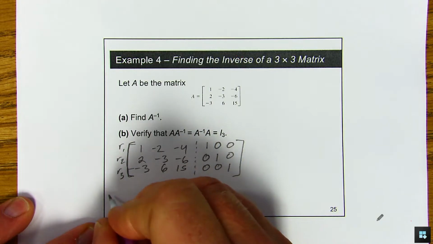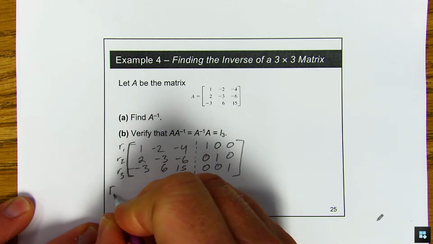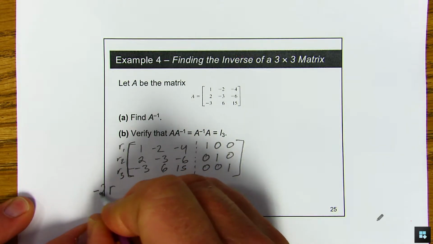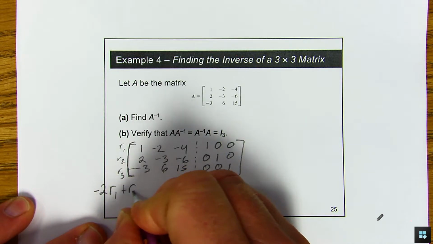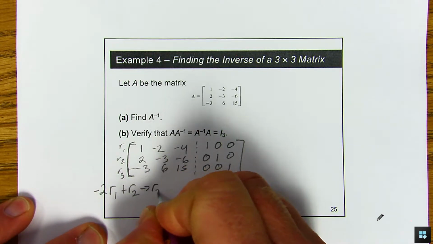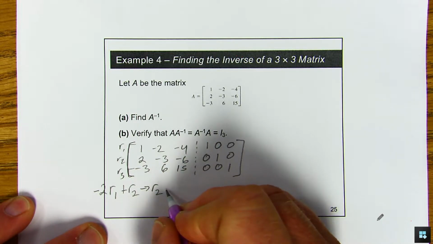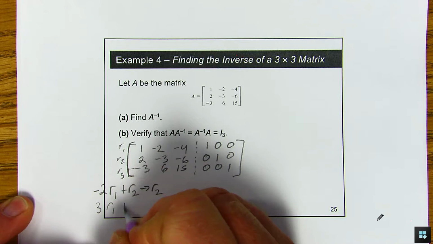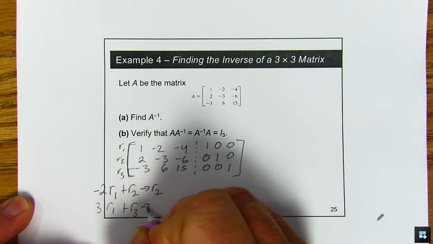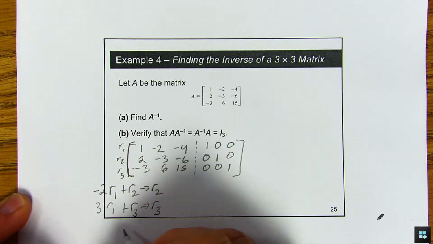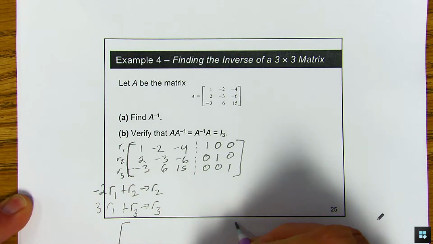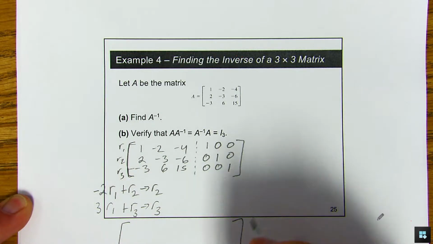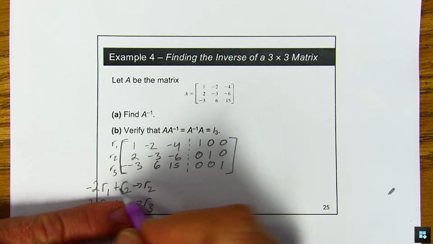So the very first thing I'll do is take -2 times row 1, add that to row 2, and replace it with row 2. Then I'm going to take 3 times row 1, add it to row 3, and replace that with row 3. So I'm going to do them simultaneously, kind of. Let's just do the first one first.